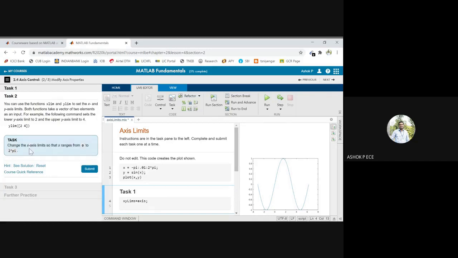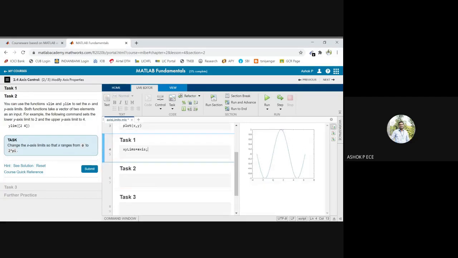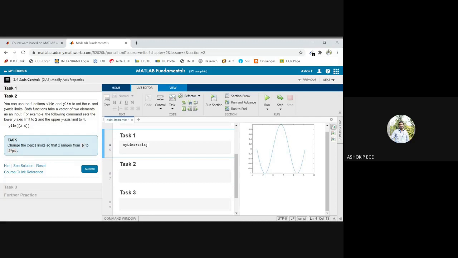So change the x-axis limit so that x changes from 0 to 2 pi. So my x value is from minus pi to 2 pi, right? But what they are saying is the x value has to be only from 0 to 2 pi. So what can I do? In the same graph, I will use the function xlim, and I'm going to change the value of xlim from 0 to 2 pi. Let's see if it is correct.